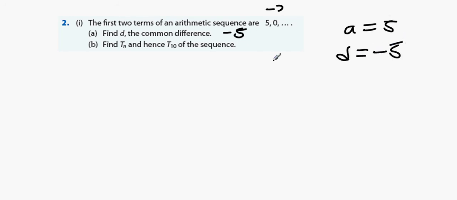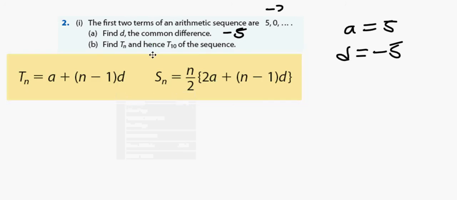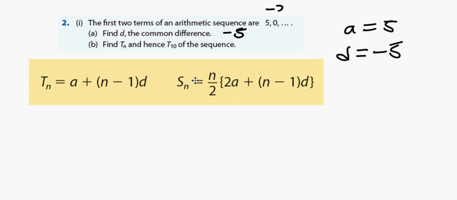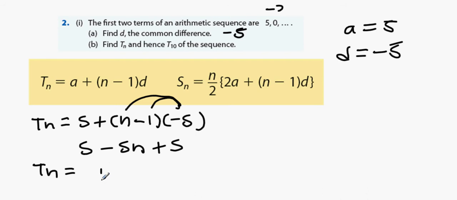So all we've got to do here is get our formula and choose which one we're going to use. We're going to use Tn. This means the nth term. So Tn equals A, which is 5, plus n minus 1 times minus 5. And what we're going to get here is n times minus 5 is minus 5n, and minus 1 multiplied by minus 5 is plus 5. So Tn is 10 minus 5n. Okay, so it's 10 minus 5n.